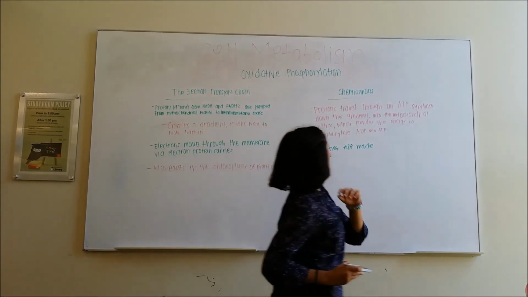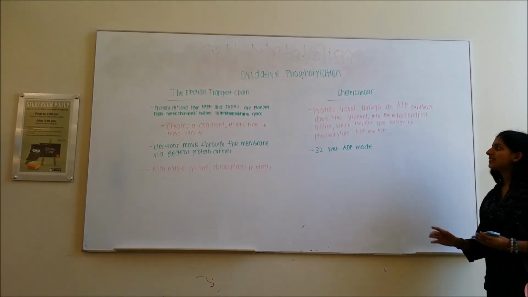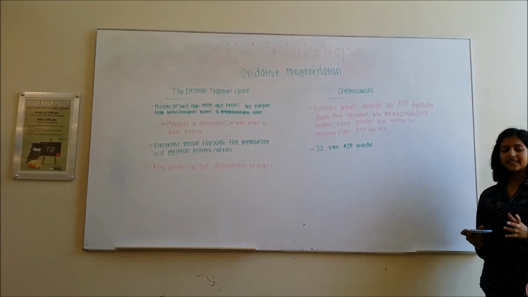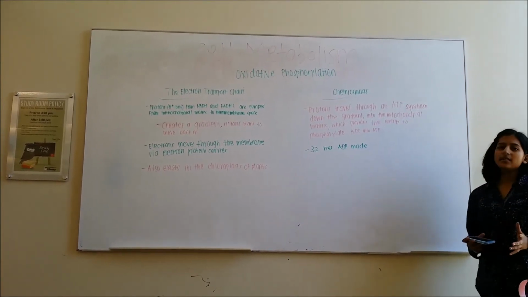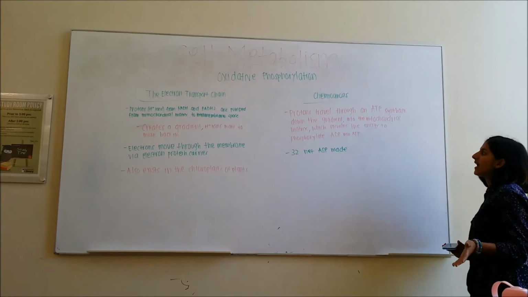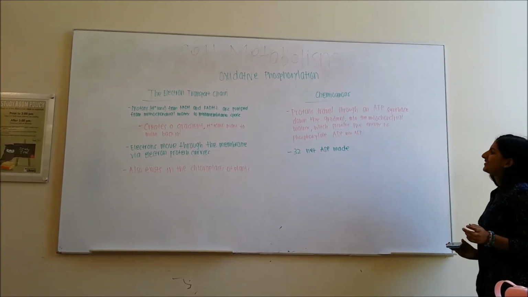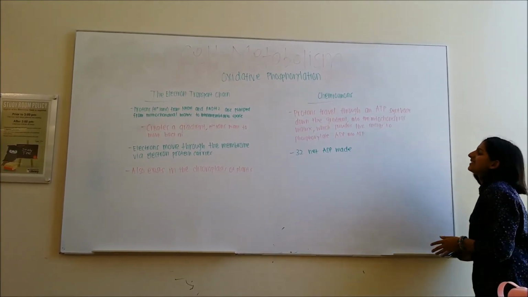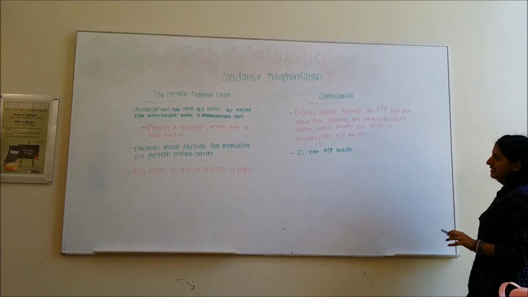Now we're going to do chemiosmosis. Alright, for this one, protons travel through an ATP synthase down the gradient into the mitochondrial matrix. This provides the energy to phosphorylate ADP into ATP, and then it creates 32 net ATP.